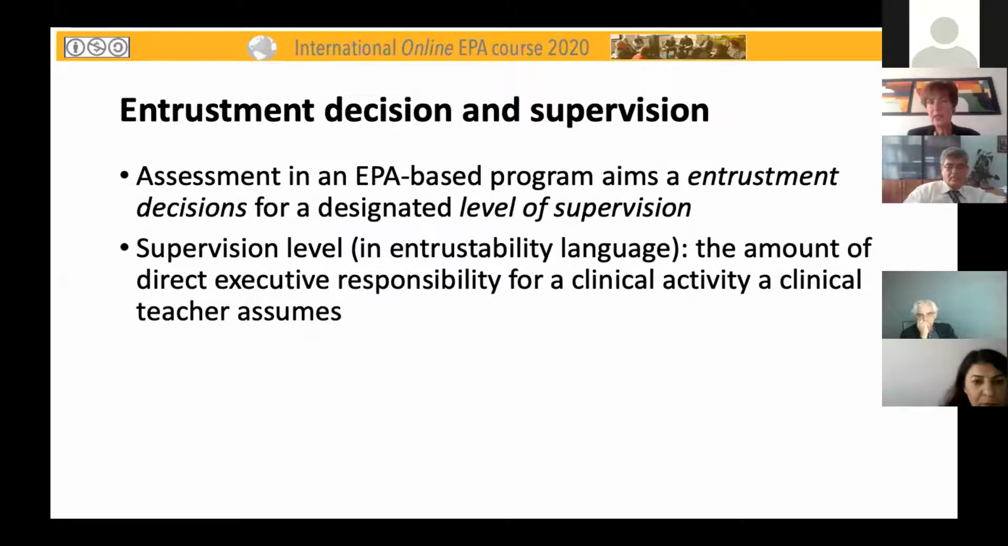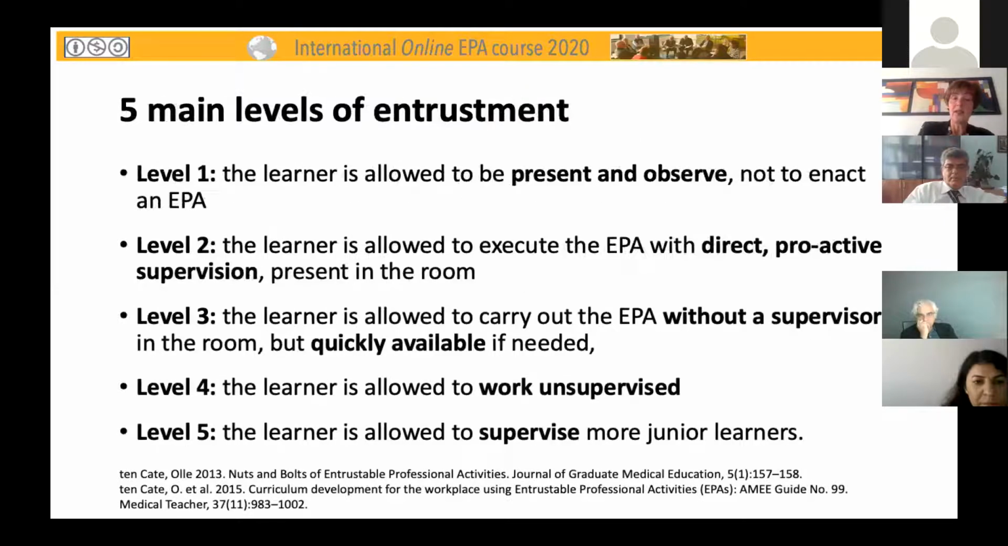Now, as you already feel, entrustment decision and supervision are really intertwined. And assessment in an EPA-based program aims at entrustment decision for a designated level of supervision. That's the main thing. So in fact, instead of talking about supervision levels, you can also translate that into the main levels of entrustment. So level 1 of supervision is that the learner is allowed to be present and observe. And level 2, the learner is allowed to, and then you can read.